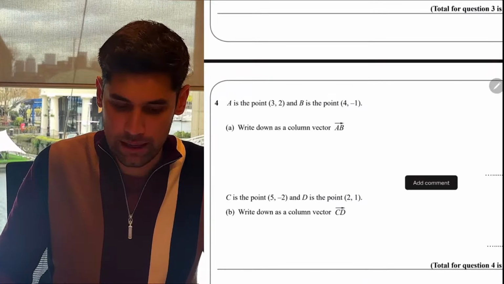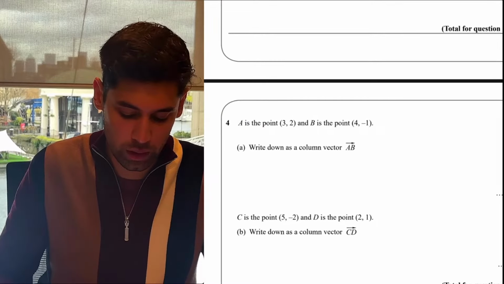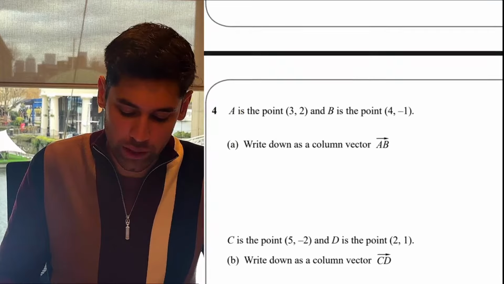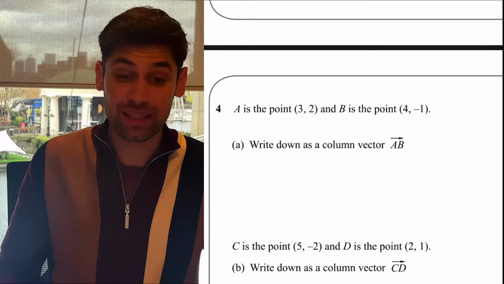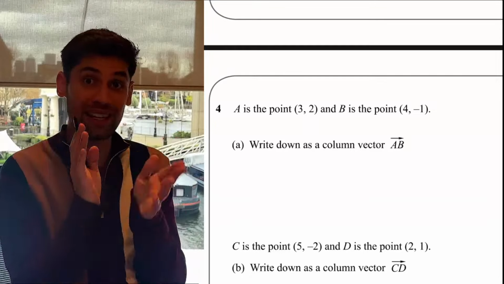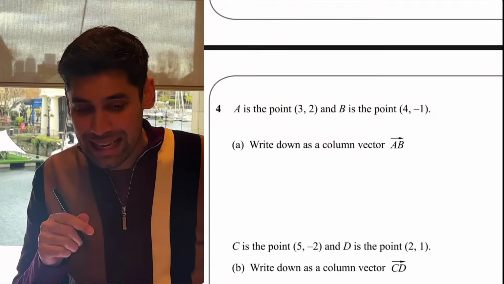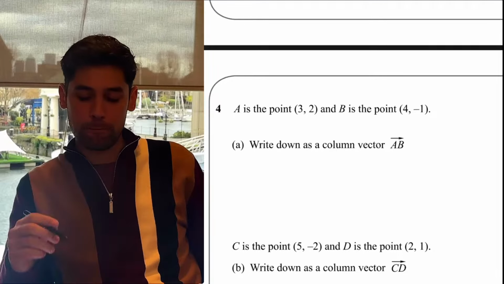Okay. Now we're getting into some vector mathematics. A is the point (3, 2), B is the point (4, -1). So these are now coordinates. Right now, because the numbers are written next to each other, that's not a vector. That is a coordinate, which we should be very familiar with. Write as a column vector AB.